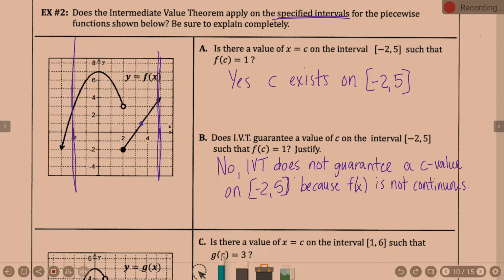Does IVT guarantee a value of c on that interval? And remember, the answer is no here. One of the big reasons is because the graph is not continuous, right? Whether the value exists or not is irrelevant to intermediate value theorem. Intermediate value theorem just guarantees whether something exists, okay?